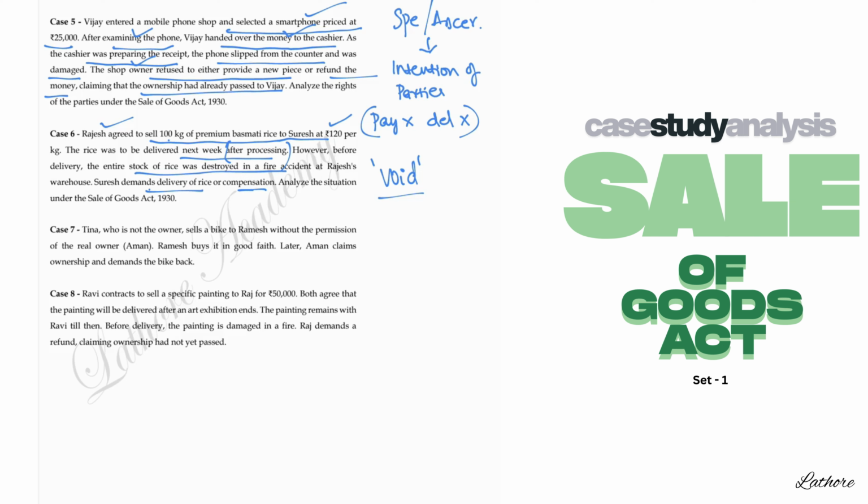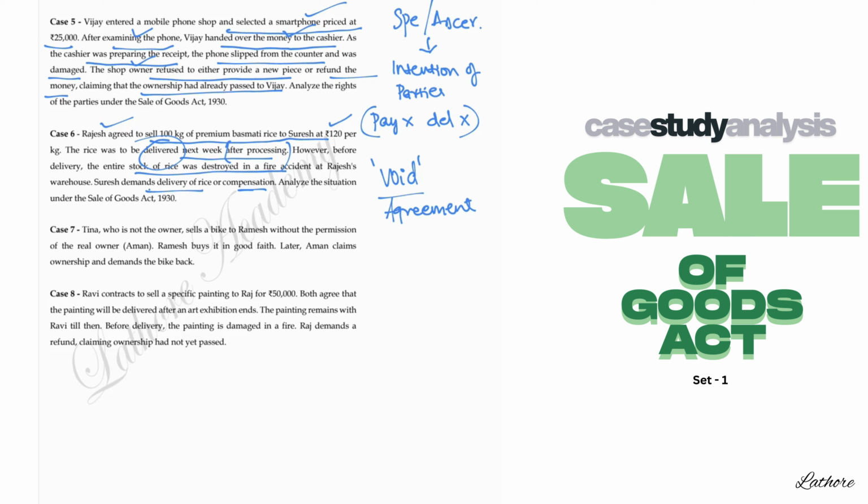Therefore, Suresh cannot legally demand delivery of rice or compensation, because this is a case of agreement to sell. In an agreement to sell, subject to some conditions at a future date, the property is going to be transferred based on the contract. But in this case, the goods got destroyed before delivery.